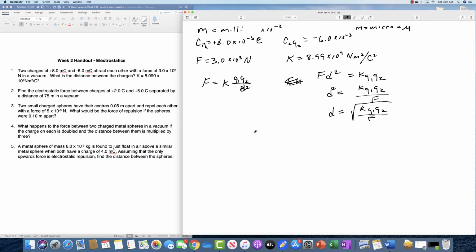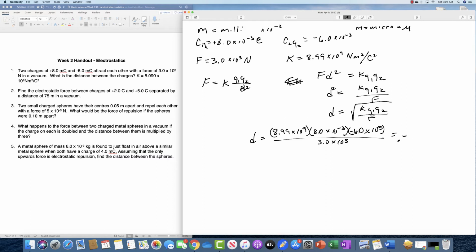So if we put the numbers in here, D is going to equal K, which is 8.99 times 10 to the ninth, times Q1, which is 8.0 times 10 to the minus 3, and this is minus 6.0 times 10 to the minus third, divided by F, which is 3.0 times 10 to the 3.